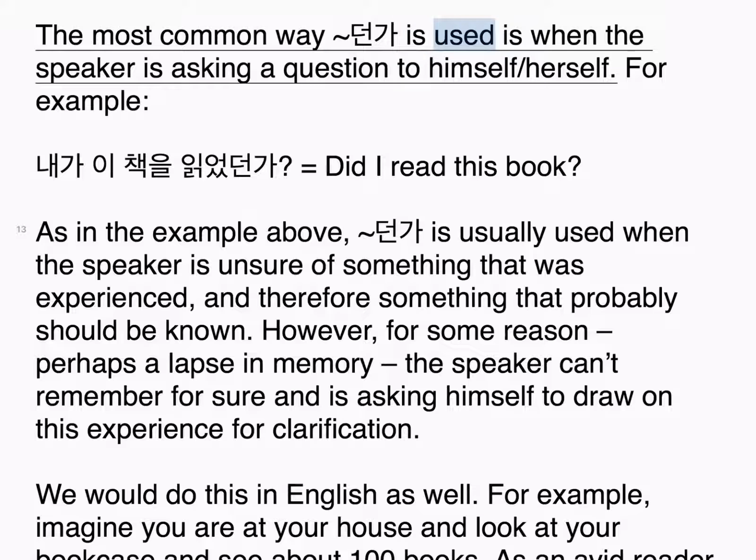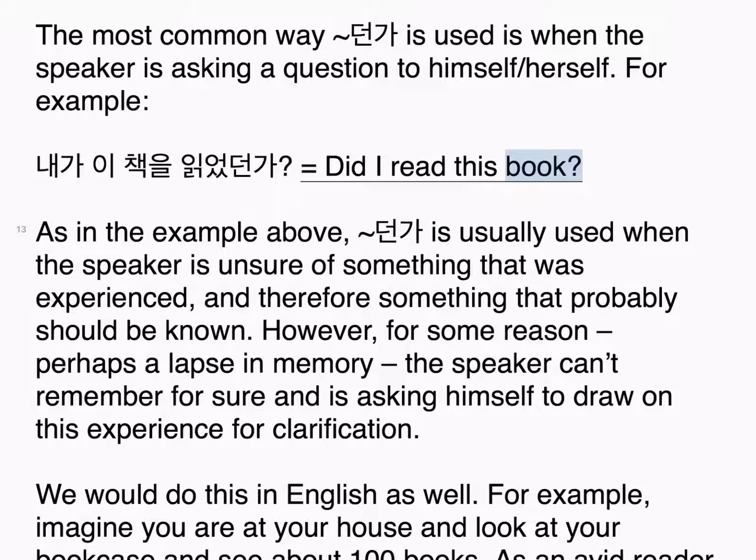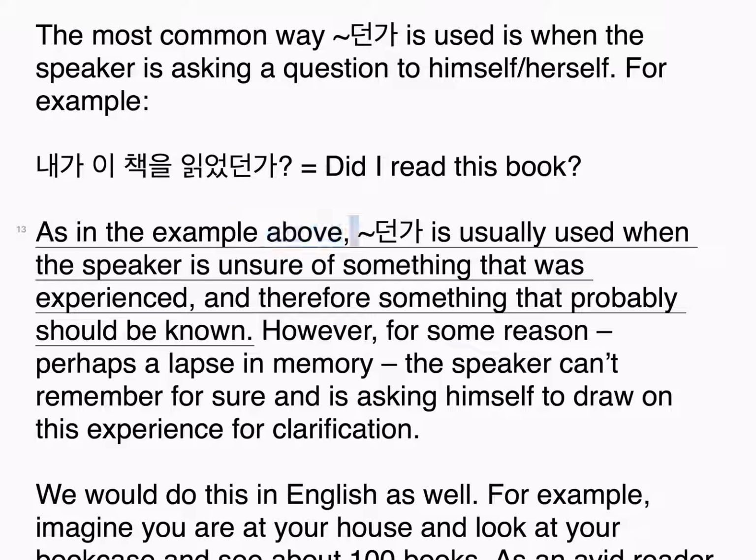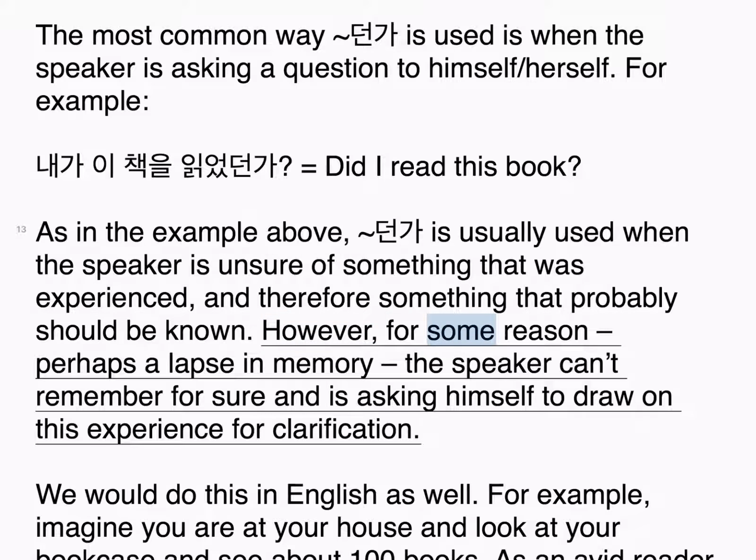The most common way 던가 is used is when the speaker is asking a question to himself or herself. For example, 내가 이 책을 읽었던가, did I read this book? As in the example above, 던가 is usually used when the speaker is unsure of something that was experienced, and therefore something that probably should be known. However, for some reason, perhaps a lapse in memory, the speaker can't remember for sure and is asking himself to draw on this experience for clarification.